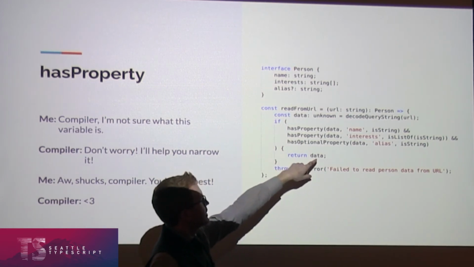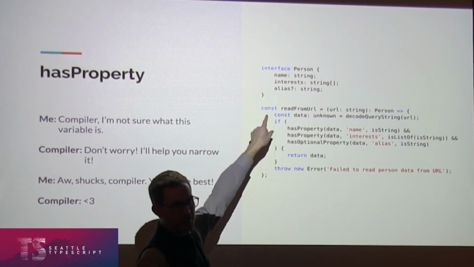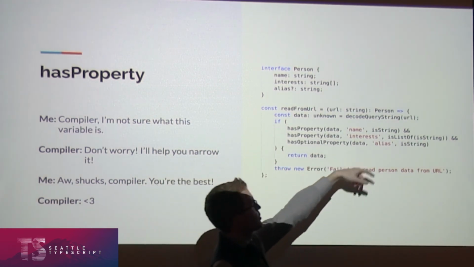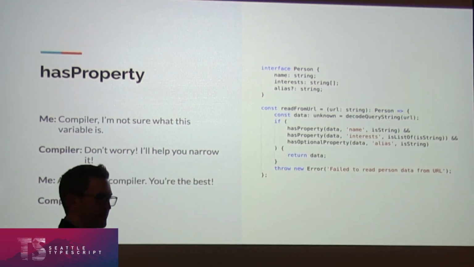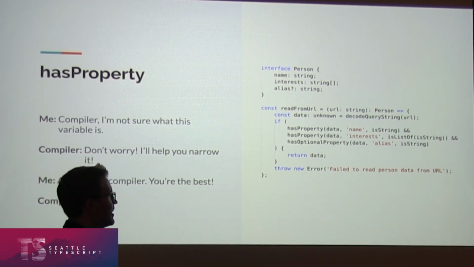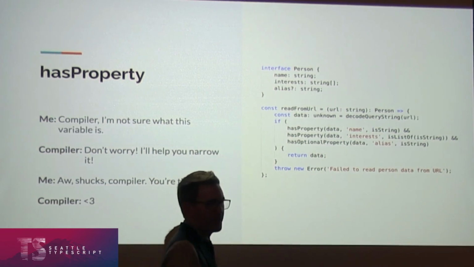So at that point, it's an intersection type. If you hover over data here, it's not Person. It doesn't know that it's Person yet, but it is this intersection that is acceptable as Person. So we can return it from this function. That's where structural typing is kind of nice. We didn't have to even say that it was a Person. And then in any other case, we're just going to throw an error.